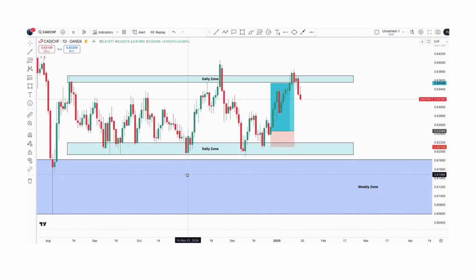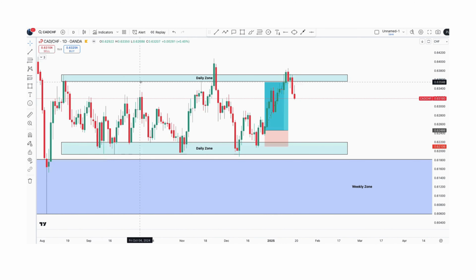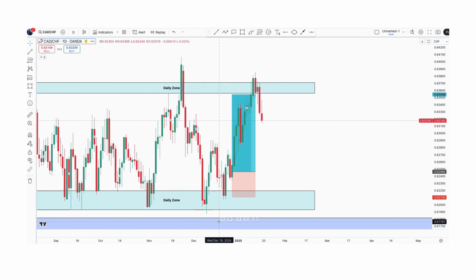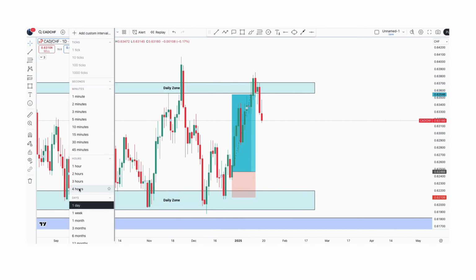So we transfer down to the daily time frame. We can see there was support here and there was resistance up in this area. So we saw that price had come down, pulled back up, and I was waiting for a pullback on the 4-hour time frame to potentially get an entry.